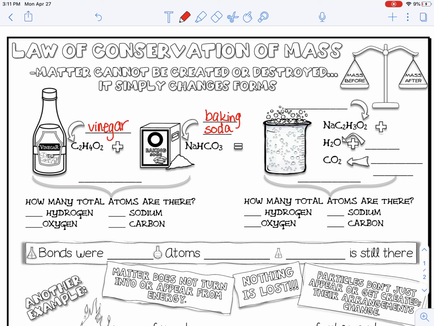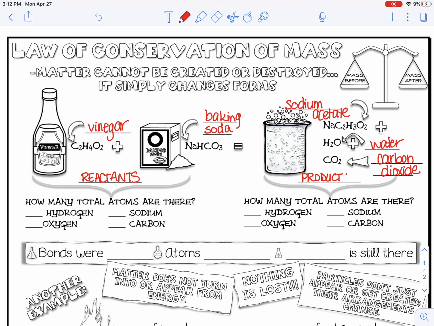And so what it actually makes is called sodium acetate plus water plus carbon dioxide gas. And we also talked before about how over here these are my reactants and these are my products.